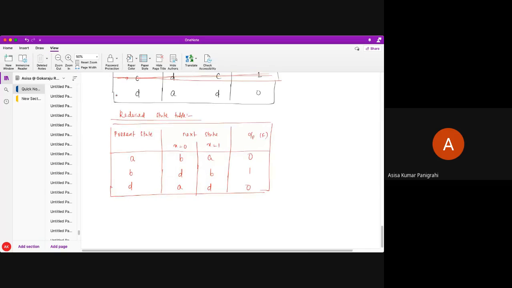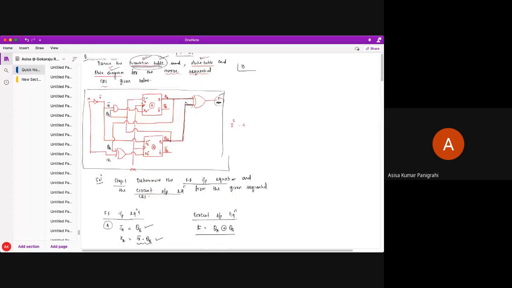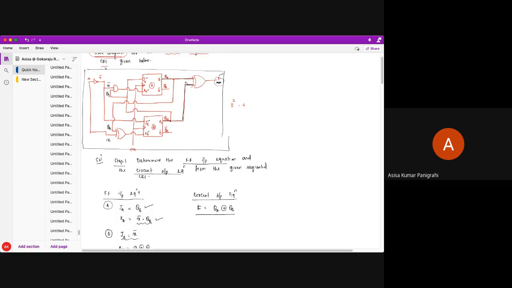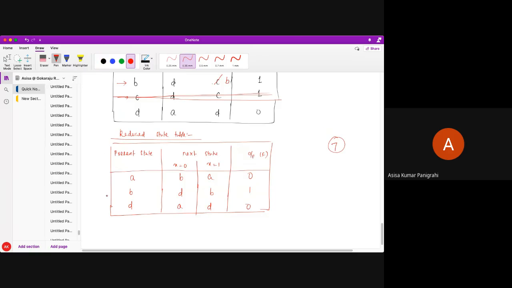Next step, last step. In the question given to me, derive the transition table, state table, and state diagram. I have already got the transition table and the state table. Now I have to find out only the state diagram. If you do up to this, you will get 7 marks, students. For the remaining 3 marks, you have to do step number 5. What is step number 5? Please look into it.